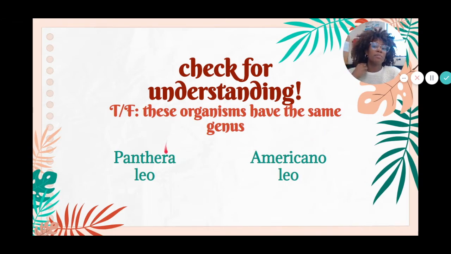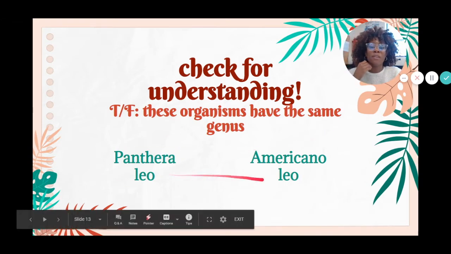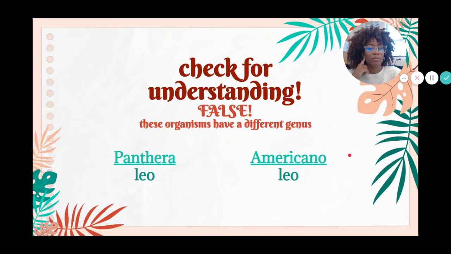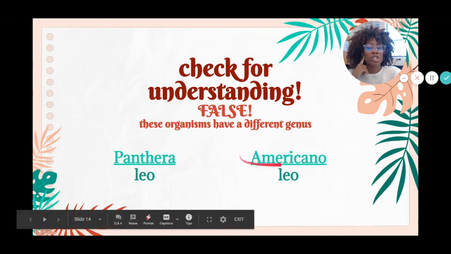So we have two organism names here. We have Panthera leo and we have Americano leo. So true or false? These organisms have the same genus. False. Genus, species. Genus, species. Are these the same word? No. Are these the same word? Yes. And these are both referring to the organism's species.